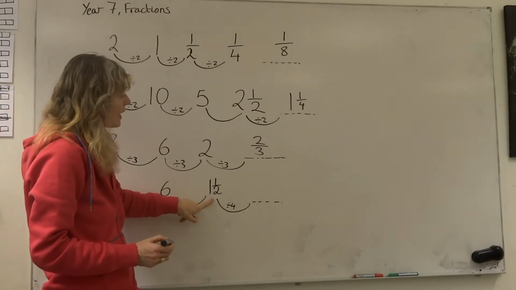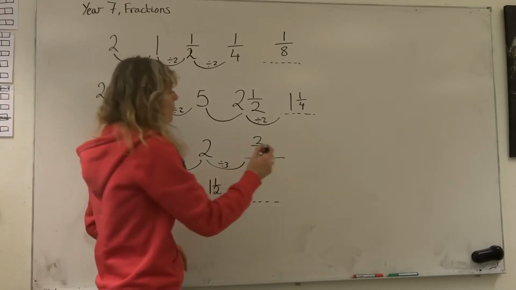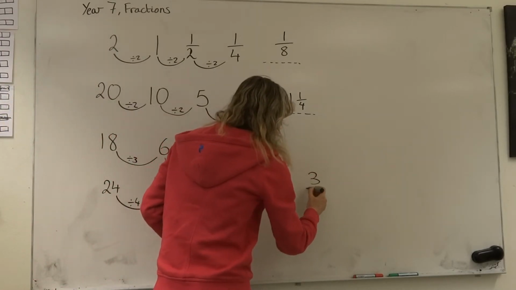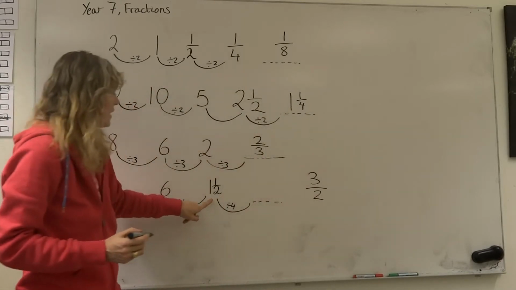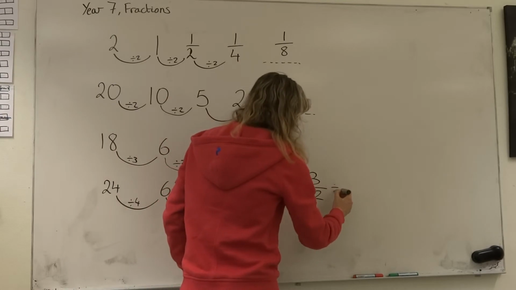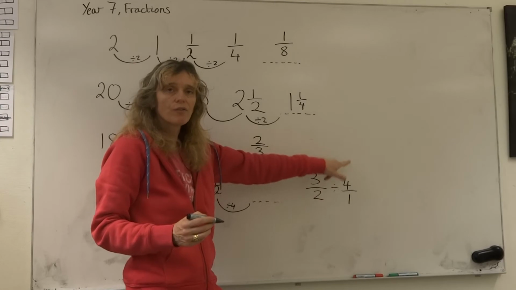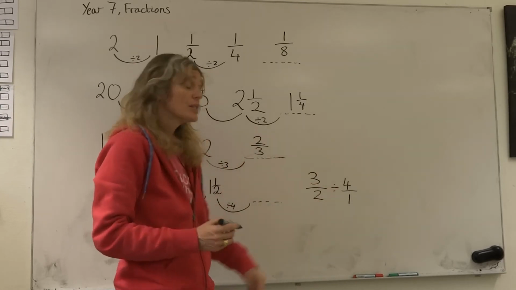Well, I think the easiest way to think about doing that is if we took 1.5 and we put it back into top-heavy fraction. 1.5 is the same as 3/2. So we have 3/2 and we need to divide it by 4. And change the 4 into the fraction 4/1. Because dividing fractions is easy.